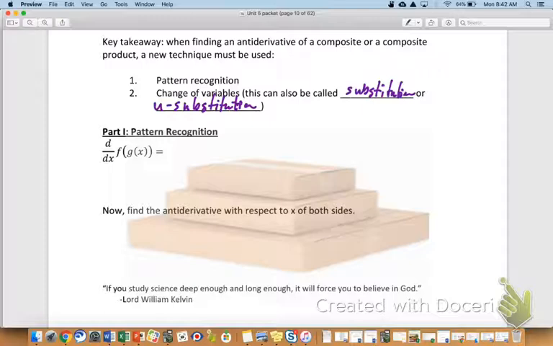Okay, so pattern recognition. Can anybody tell me what that derivative is? d/dx of f of g of x? f prime of g of x times g prime of x. Is this not f prime g of x, of g of x, right? What is he using to get there? He's using a chain rule, isn't he?